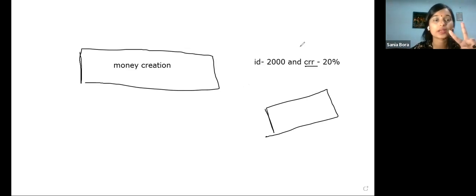Why? Because it's of two parts. And which one are you saving, CRR or SLR? The money saved with the central bank is CRR, and the money commercial banks save with themselves is your SLR. That's why I've mentioned CRR over here instead of LRR. Clear?